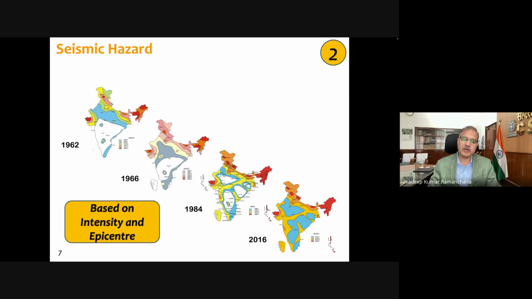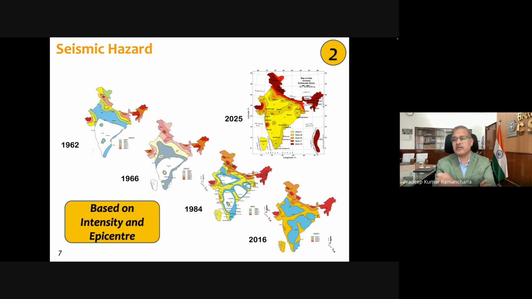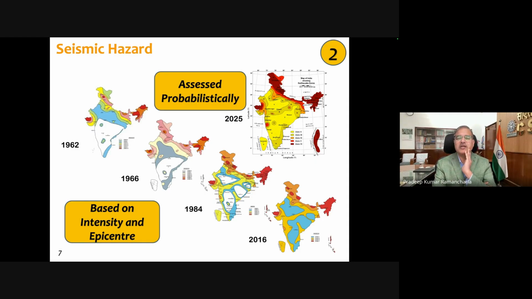Till that time, all the hazard zonation maps were based on the intensity, that means the impact of the earthquake as well as where the epicenter is. So that was the basis for the zone map till 2025. And now in 2025, after a lot of deliberations, maybe over 2 years, this map was discussed, and then finally this map is given. So this is now based on probabilistic earthquake hazard assessment.